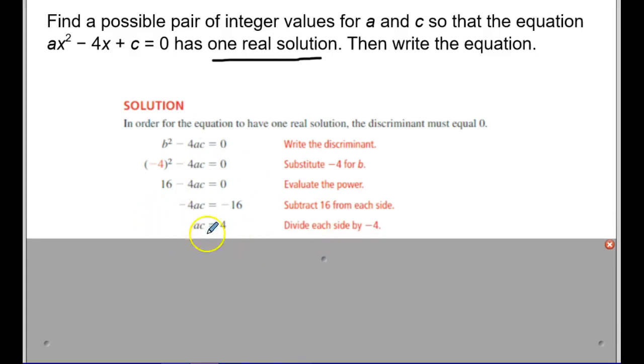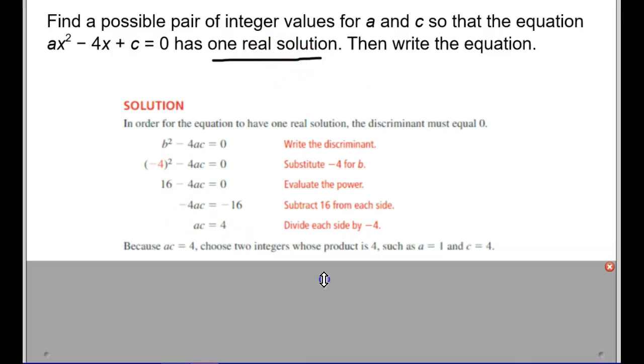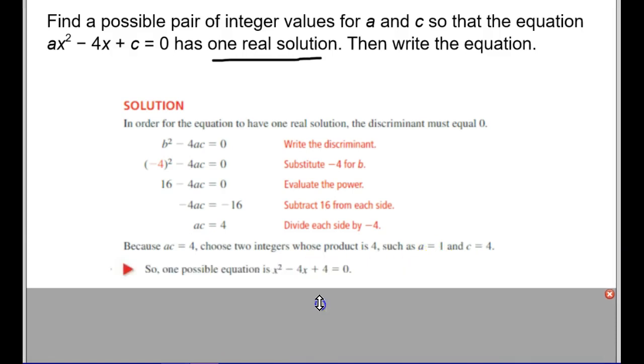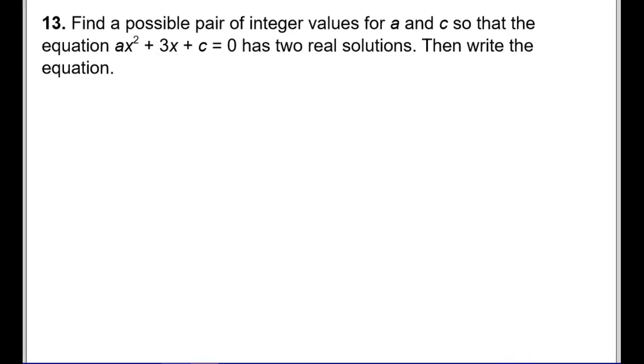So here I see any combination, any pair where a and c multiplied together equals 4 will give me one solution. So there's several possible answers. So a could be 1 and c could be 4. So that would actually work out. There are multiple solutions, so this is just one possible way that we can get there. So now I want you to try it with this one and see what you can come up with.